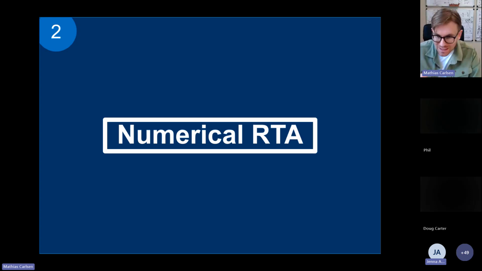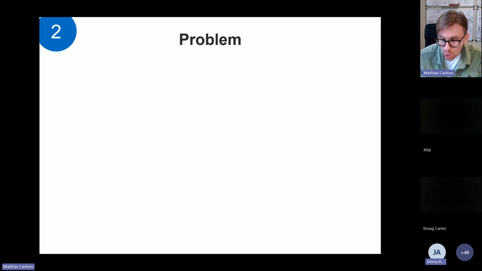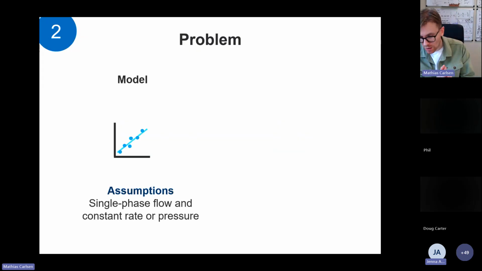We're going to actually tease those parameters out from a numerical model using what we call numerical RTA. The problem that it solves is that all the analytical equations, like from this Bob Wattenberger plot and the equations we have in our software and that we're going to go through in this course, assume a single either constant rate or a constant pressure solution, and they also assume single phase flow, so one phase flowing at a time.